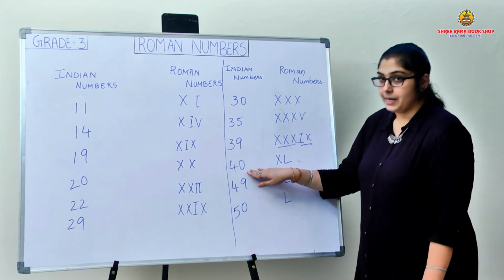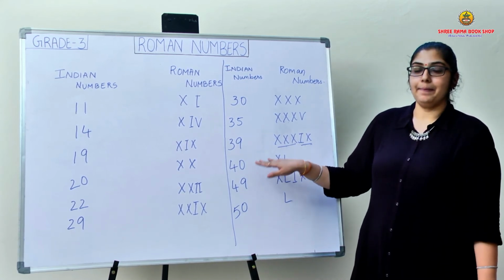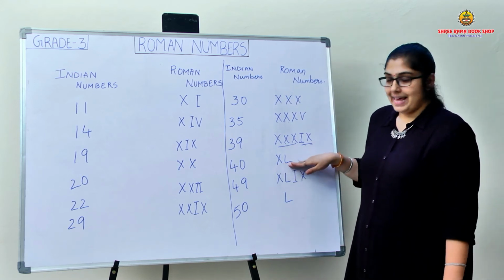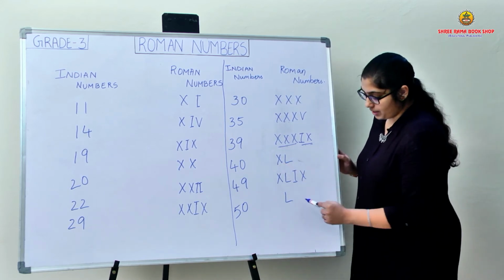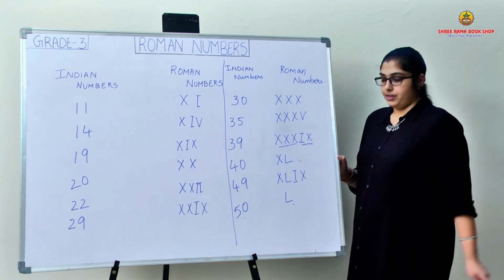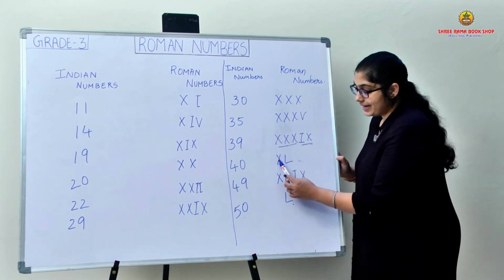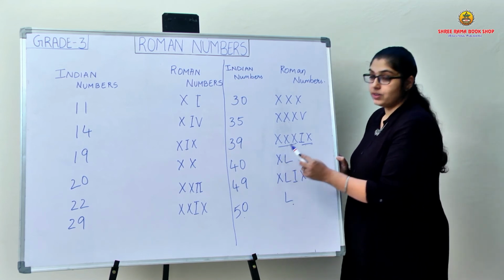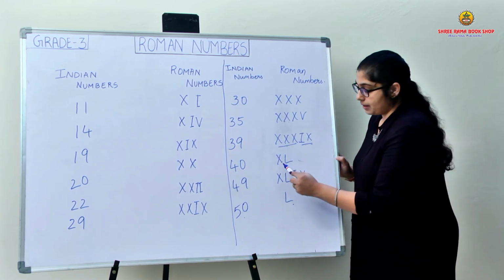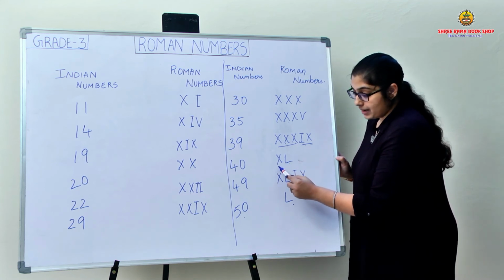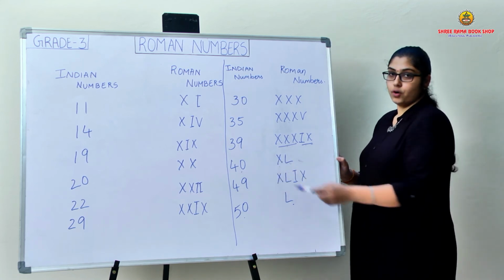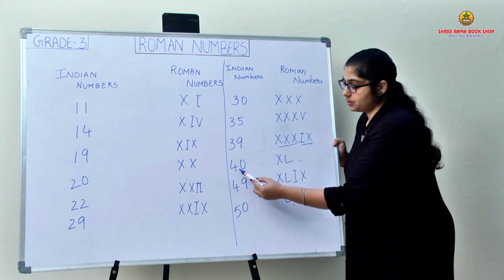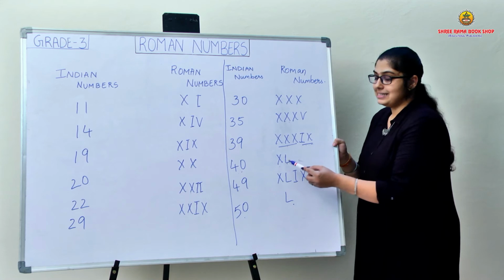But for 40, I will write the Roman number with the symbol XL, where L represents, what is L? It is 50. So I need to minus 10 from 50 to get 40. That is the reason I am writing X towards the left of L, so that I can minus 10 from 50 to get 40. So the Roman number representing the Indian number 40 is XL.